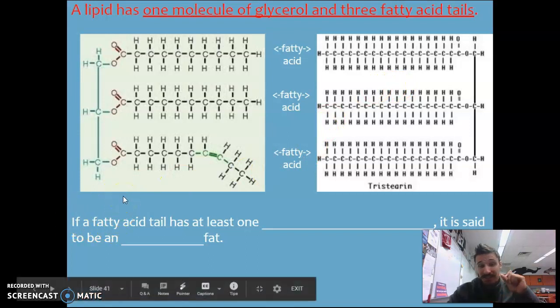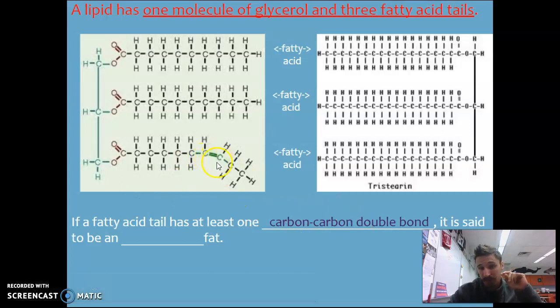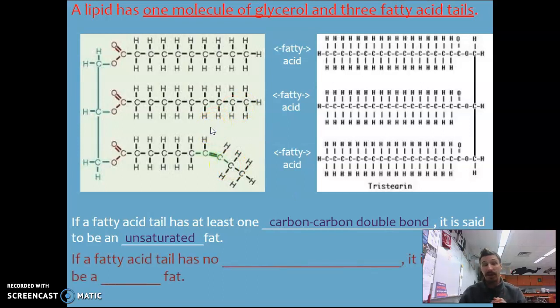So if the fatty acid tail has at least one carbon-carbon double bond, which is what we see here and was spoken about in the last screencast, it is said to be an unsaturated fat. That's right, folks. Unsaturated fats and saturated fats are different because of this carbon-carbon double bond present in one of the fatty acid tails. If a fatty acid tail has no carbon-carbon double bond, then, spoiler alert, it is considered to be a saturated fat.